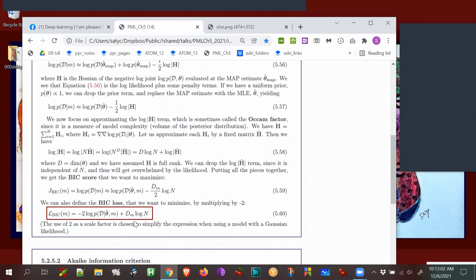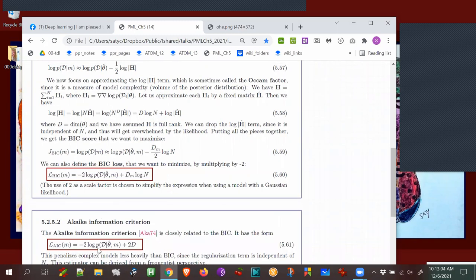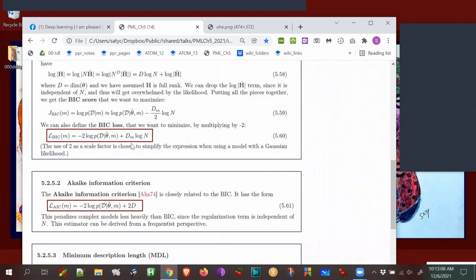Very interestingly, AIC looks almost identical. So this first term is very similar. But then what is different is there's an extra factor of 2, that's okay. But then this D, this should also say D_M, I think it's a little typo. But then what is missing is the log N term.